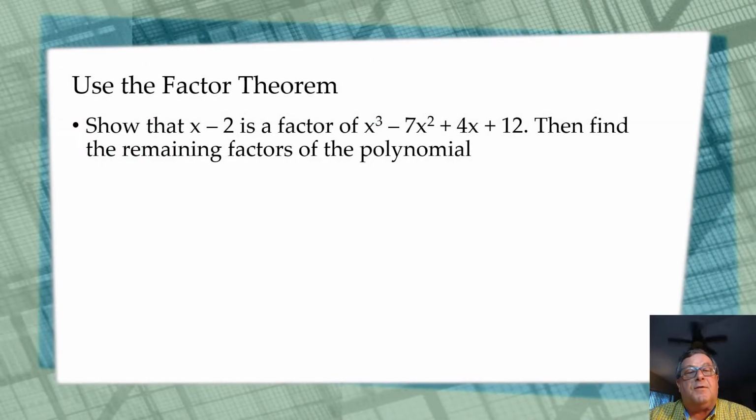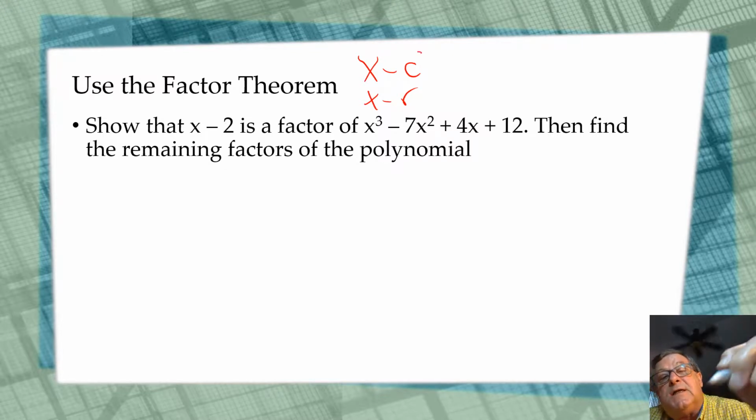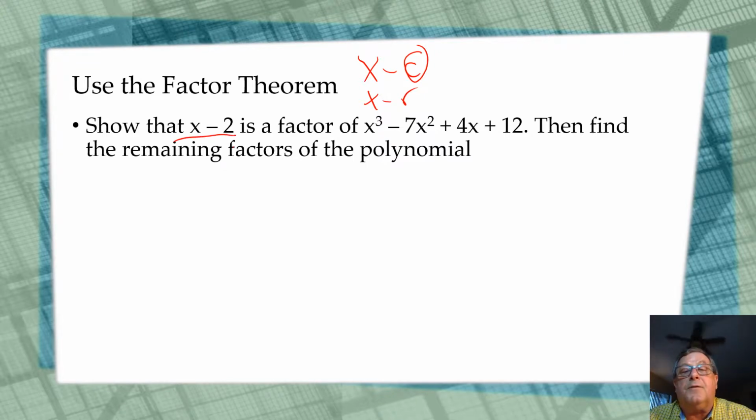Let's now consider the factor theorem. What the factor theorem tells us is if we've got an expression such that, let's say that x minus c, sometimes we see it as x minus r, is a factor of a polynomial, then when we synthetically divide it by, in this case, let's say c, and we get a remainder of 0, then in fact, in this case, the x minus 2 would be a factor, is in fact a factor.